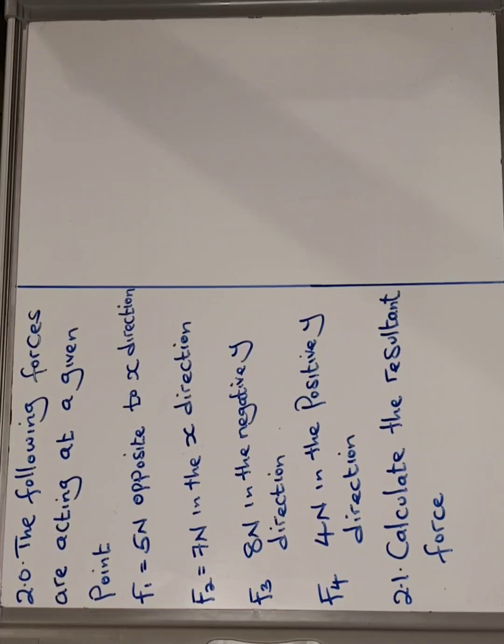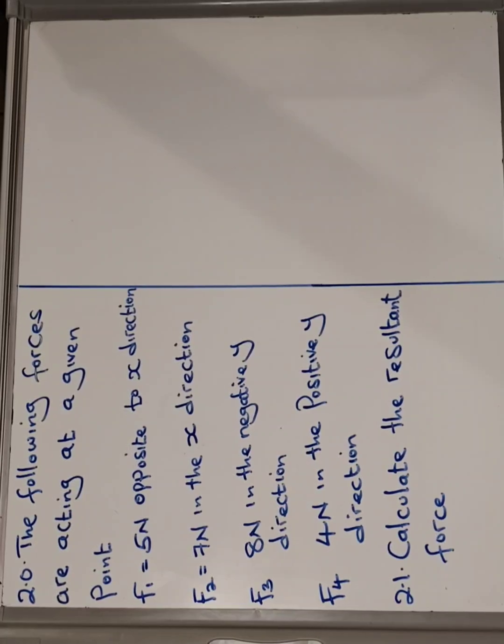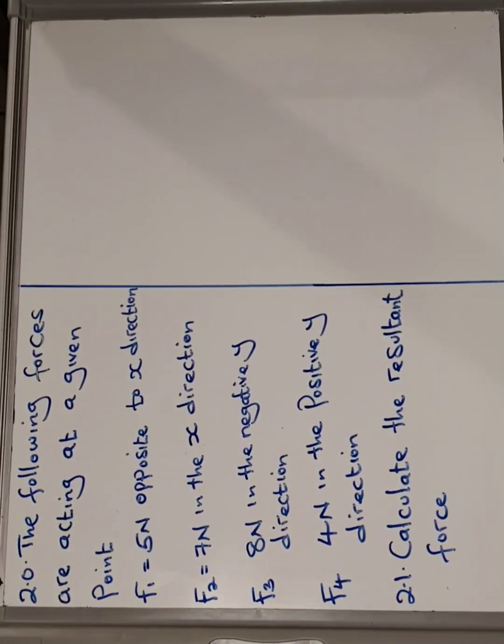It's me, Richard, and let us look at the question. It says, the following forces are acting at a given point. F1, which is 5 newtons opposite to x direction. F2, 7 newtons in the x direction. F3, 8 newtons in the negative y direction. And F4, 4 newtons in the positive y direction. And the question says, calculate the resultant force.